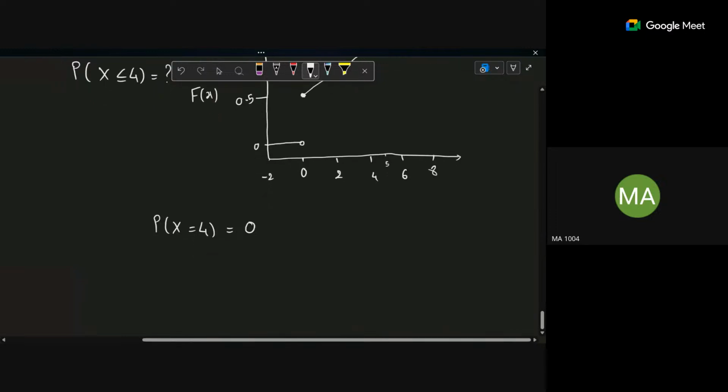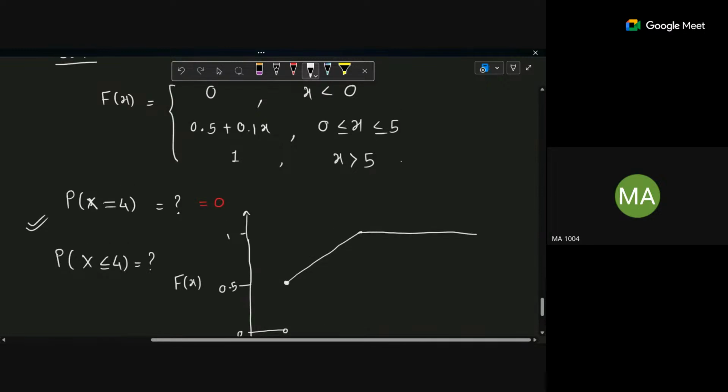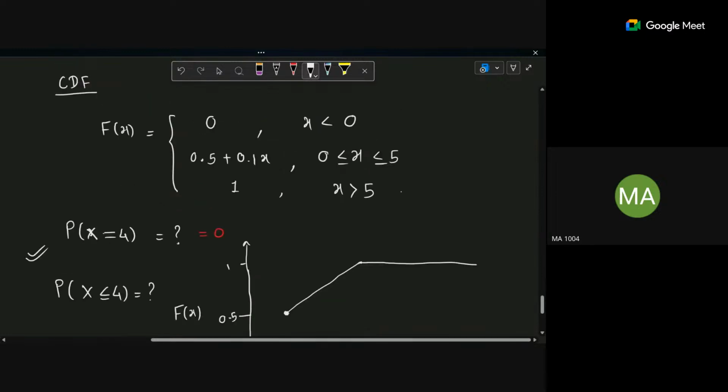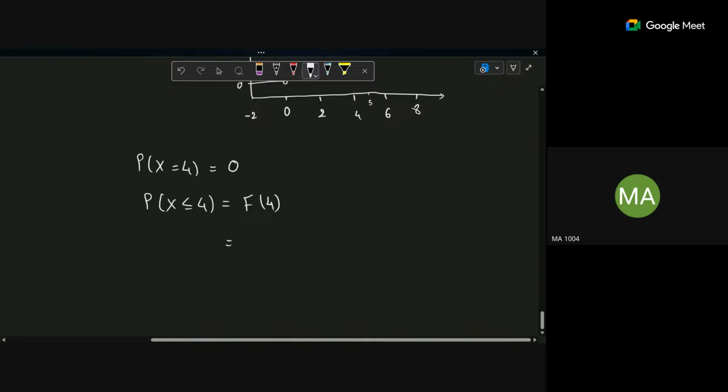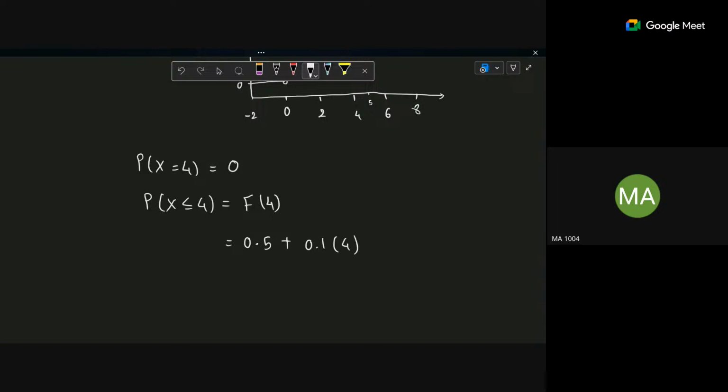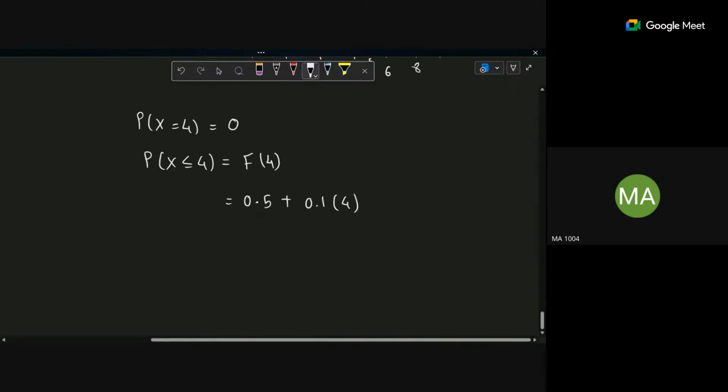The next question was probability X less than or equal to 4. How will you go? It's nothing but F of 4. So just go to the function. Where is 4 lying? 4 is lying somewhere here. That means it's following 0.5 plus 0.1x, right? So you just have to put that value 0.5 plus 0.1 into 4, right? Are you getting it? Yes, ma'am.